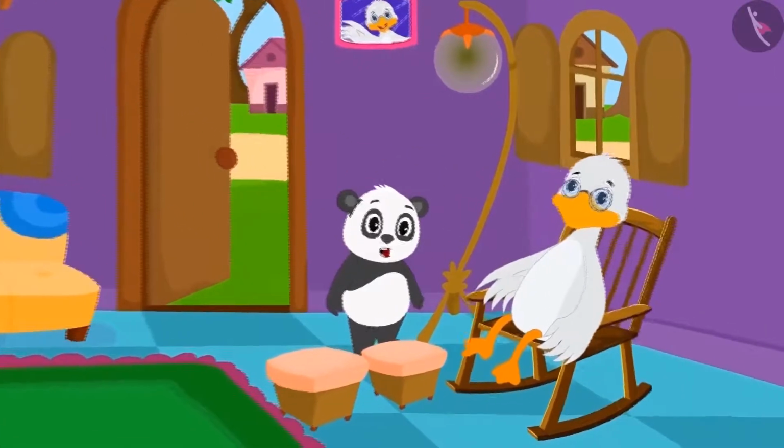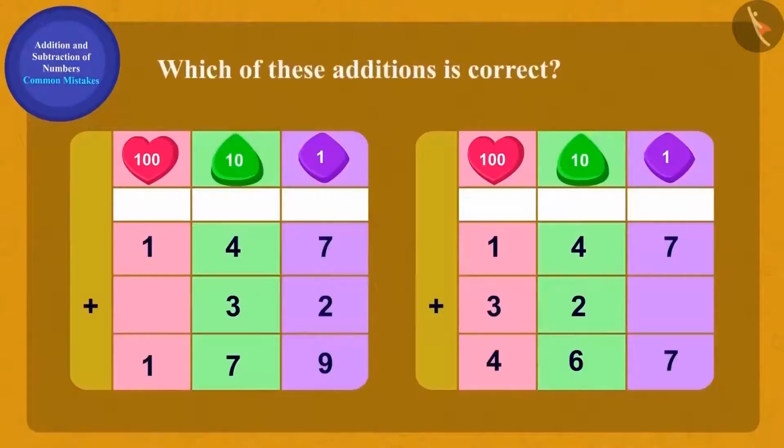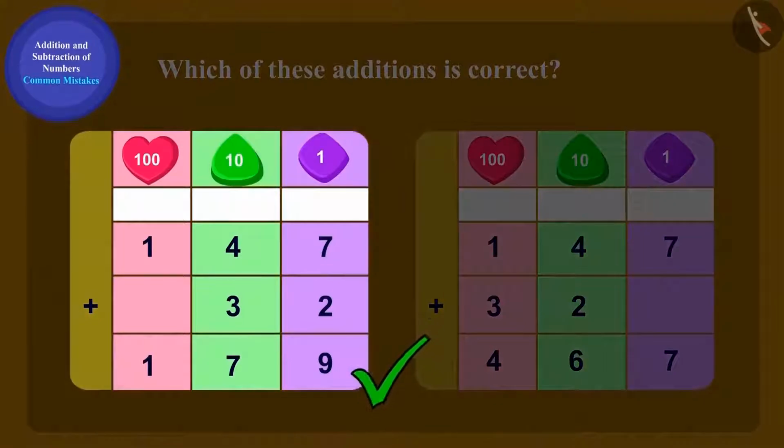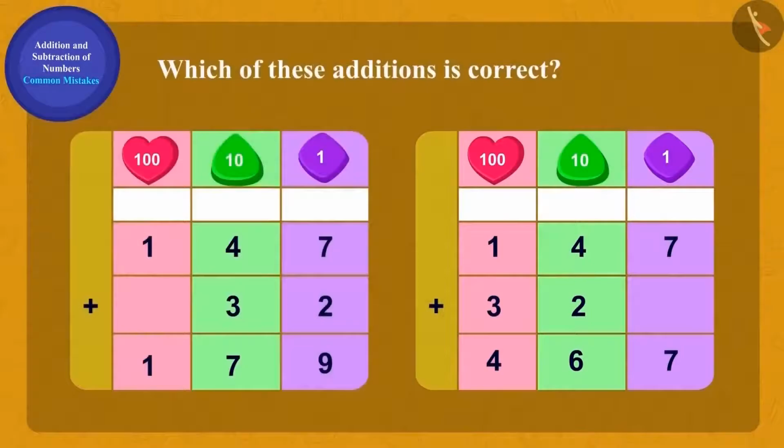Golu was very happy. Children, can you tell which of these additions is correct? Yes, you got it right. This addition is correct. But why is this wrong? Absolutely right. Here, while writing a two-digit number 32, we have written the digits in the wrong place.